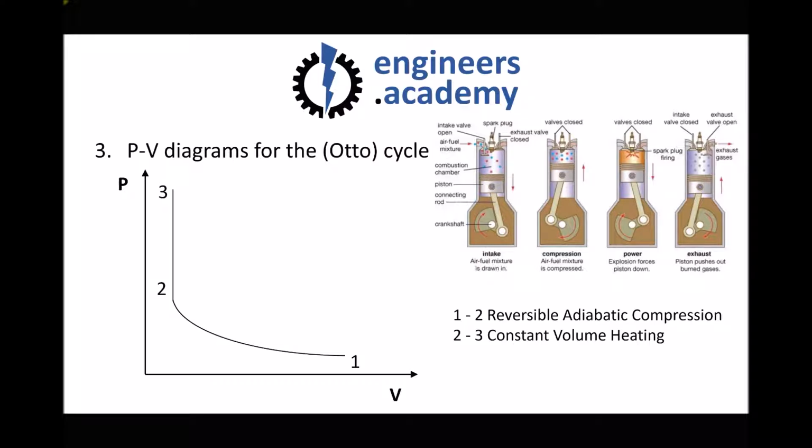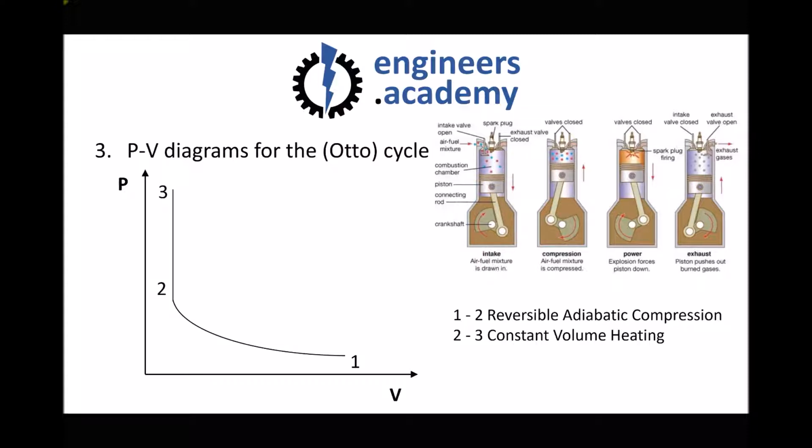We can see from our PV diagram that we have a fixed volume because we're moving directly upwards. The volume is unchanged, but the pressure is increasing. Now the reason the pressure is increasing is because the gas is being rapidly heated, so we'd have a build-up of pressure in that cylinder.